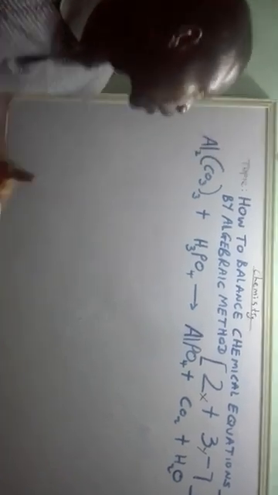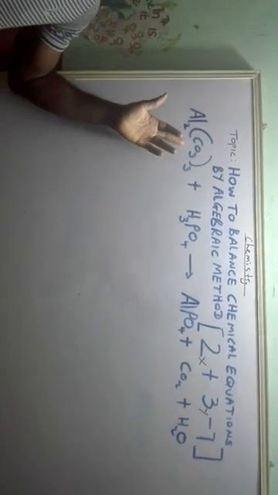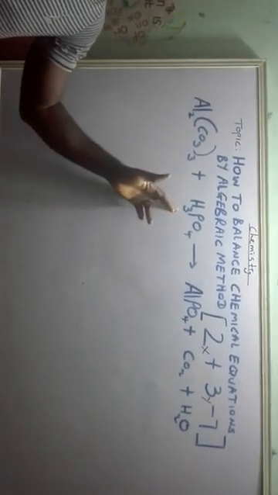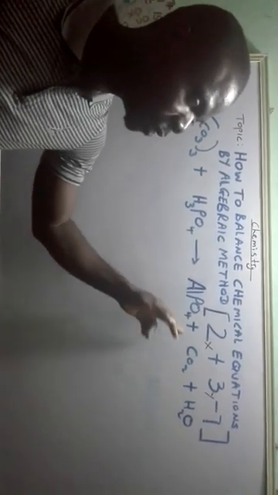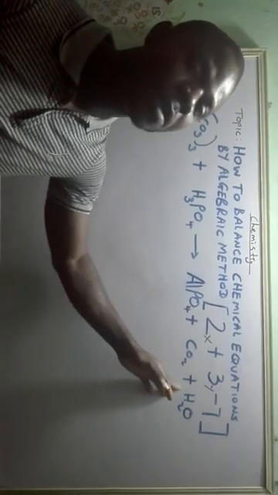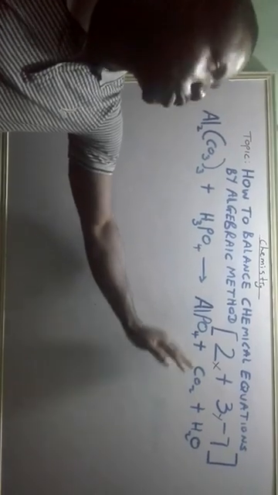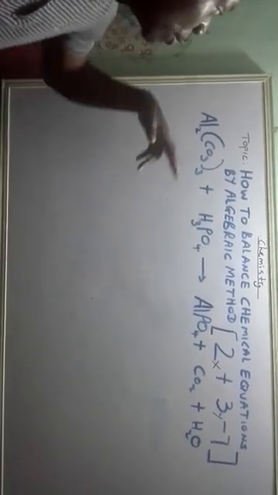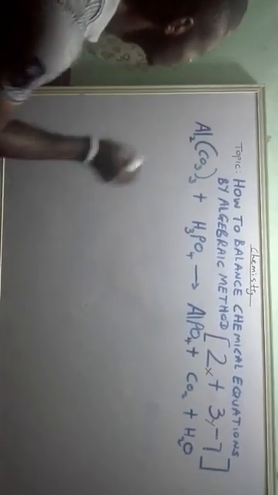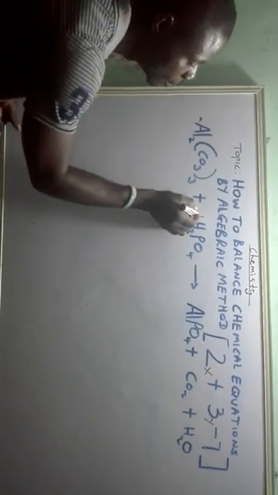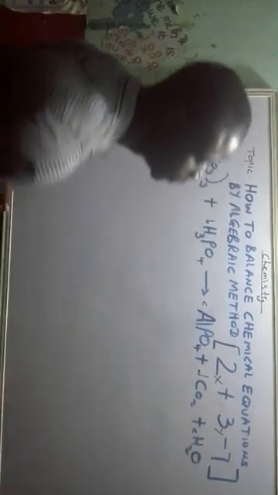Now let's start. Now this is a compound. This is aluminium trioxocarbonate(IV) reacting with hydrogen tetraoxophosphate(VI) to give aluminium tetraoxophosphate plus carbon(IV) oxide and water. So this is the reactant, this is the product. In order for you to solve it algebraically, you represent each compound with a letter. Now let's start. Put letter A here, put letter B, put letter C, put letter D, put letter E.